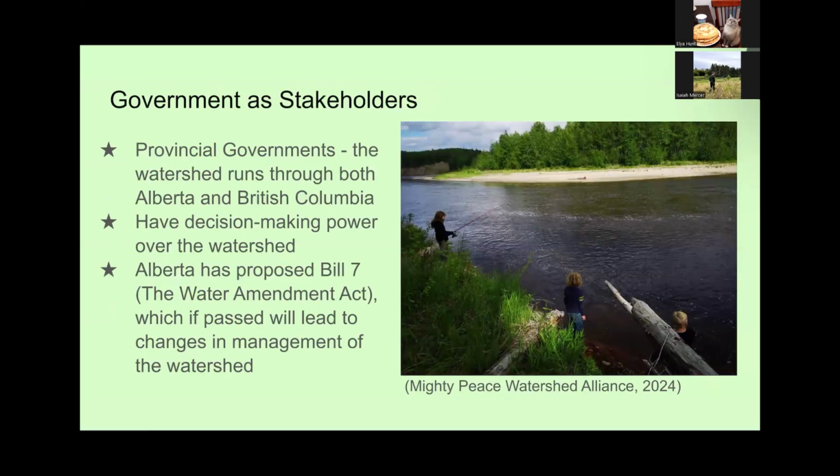The government as stakeholders. The provincial governments need to both be involved as the watershed runs through both Alberta and British Columbia, although ultimately depending on the side, decisions are made differently. The government has actual decision-making power over the watershed. Alberta has recently proposed Bill 7, the Water Amendment Act, which, if passed, will lead to changes in the management of the watershed, although they say they will keep the same goals in keeping the watershed healthy and sustainable.